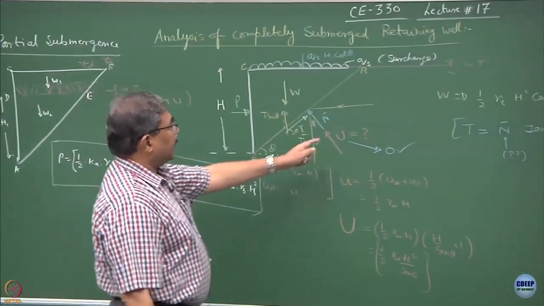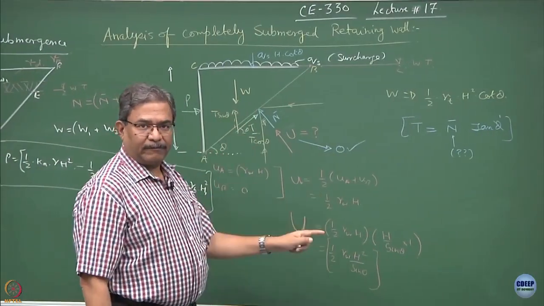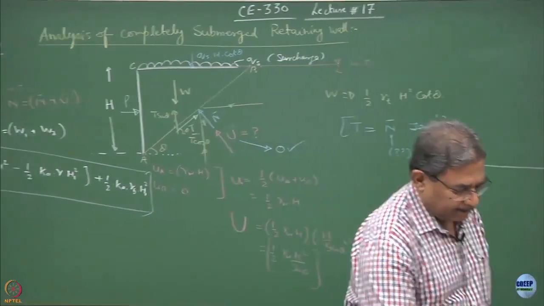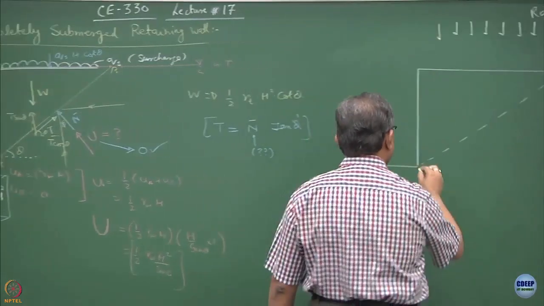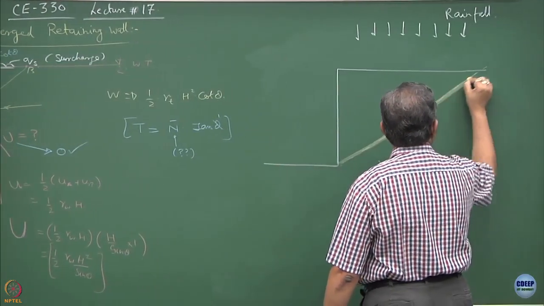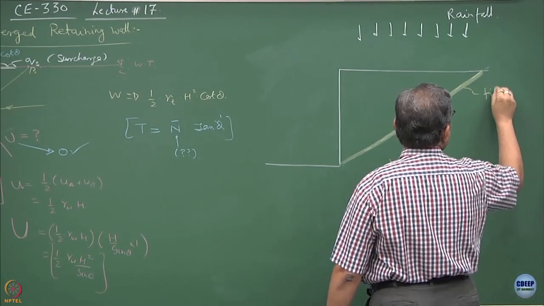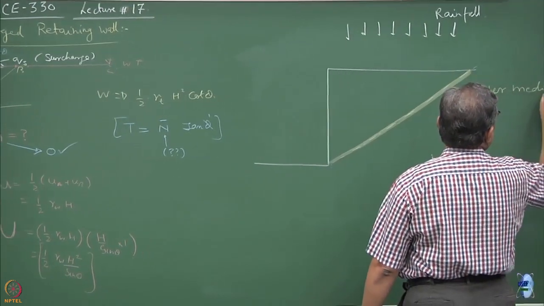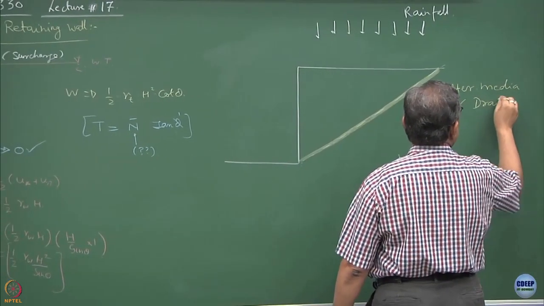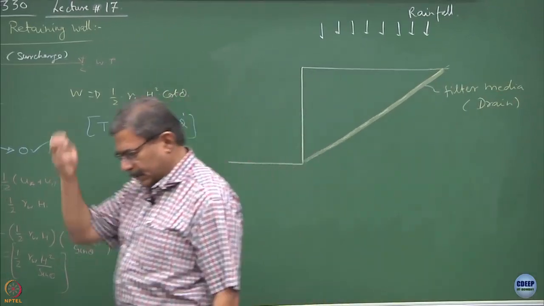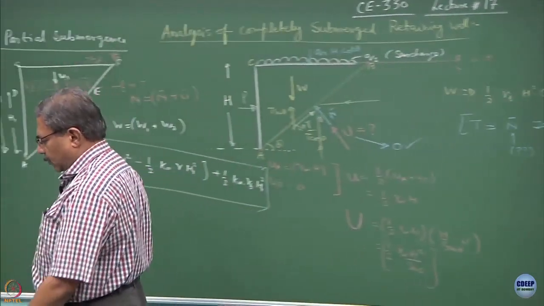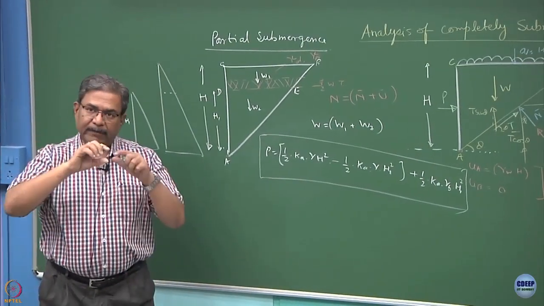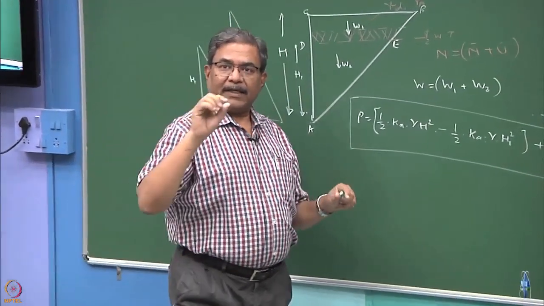Pore pressure can be maintained 0 along AB, which happens to be a slip surface, when I provide a filter overlay there. So, suppose I create a layer of filter like this, filter media. Sometimes you also call it a drain. You have done these things in your first course, where we talked about the non-homogeneous earthen dams, where we had provided a filter layer to act as a toe filter.